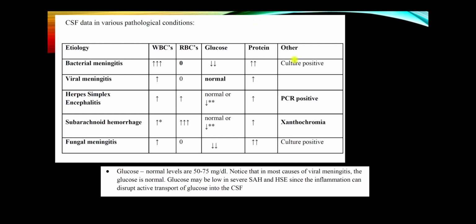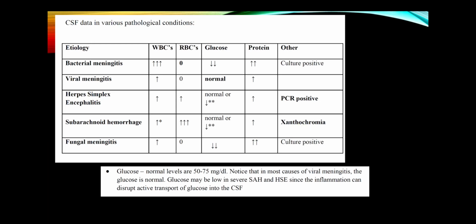Other things you're going to do, like check for culture, for bacterial or fungal, or we can do PCR testing to identify herpes simplex. And then finally, we can do xanthochromia, which I'm going to explain on the next slide.